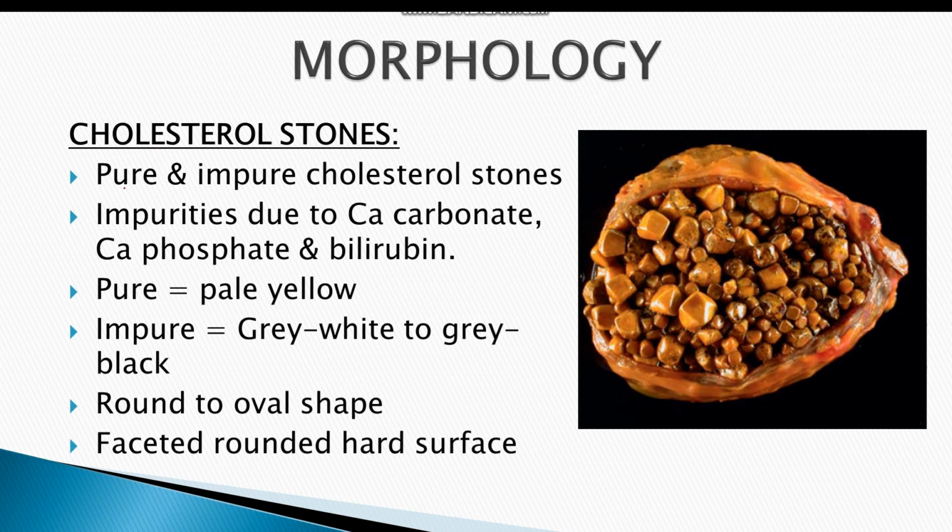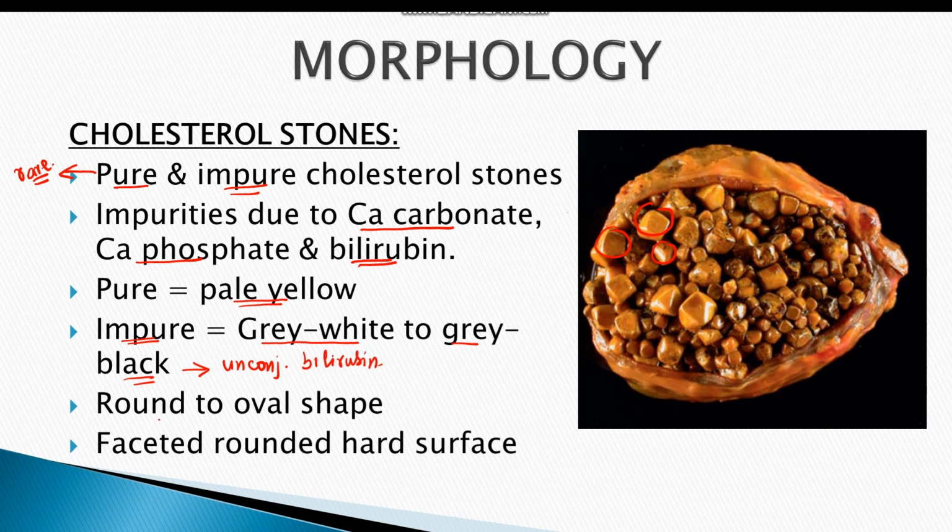The cholesterol stones can be either pure or impure. Pure cholesterol stones are very rare, and the impurity is due to presence of calcium carbonate, calcium phosphate, and bilirubin salts with calcium. The pure cholesterol stones appear pale yellow in color, as you can see here. This is a gallbladder that is filled with small, pale yellow colored cholesterol stones. Moreover, the impure cholesterol stones appear gray-white to gray-black, depending upon the concentration of unconjugated bilirubin.